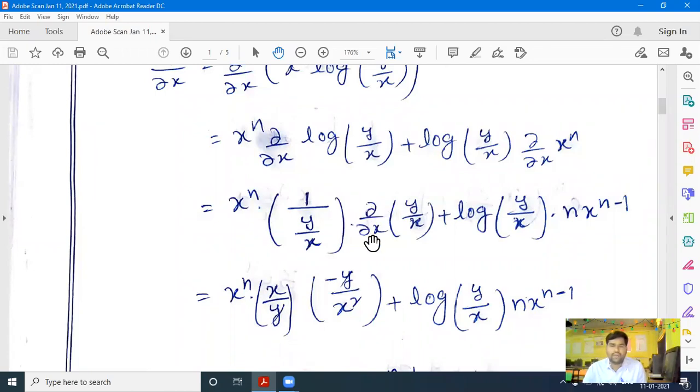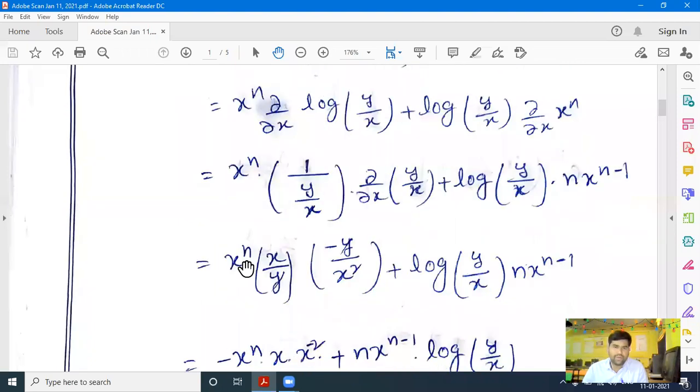That is dou by dou x into y by x plus log of y by x into, so it is x to the power of n. So the x to the power of n formula is n into x to the power of n minus 1. So x to the power of n into, it is y by x, so the reciprocal of this one is x by y. So differentiation of y by x is, y is constant, 1 by x differentiation is minus 1 by x square. Minus 1 by x square. So minus 1 into y is minus y by x square, plus log of y by x.